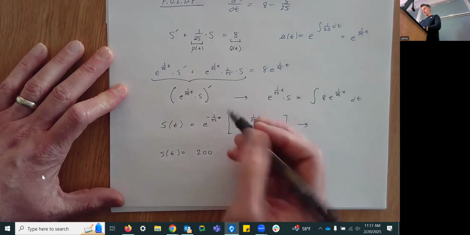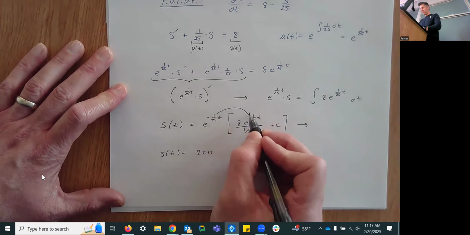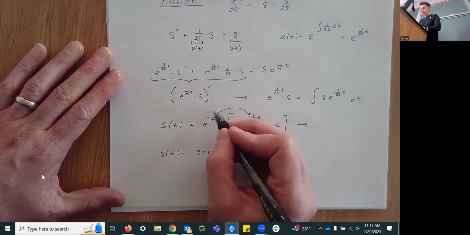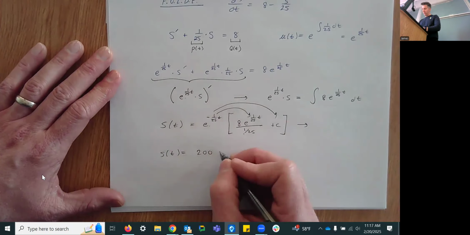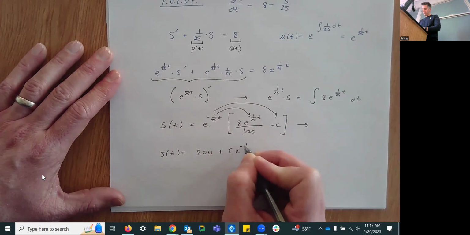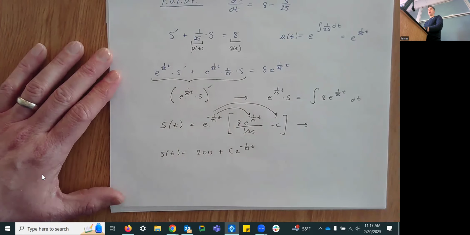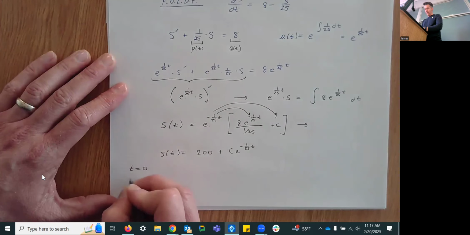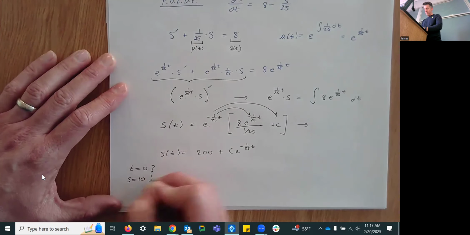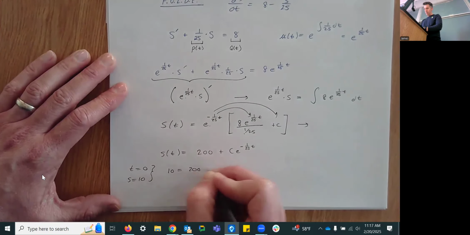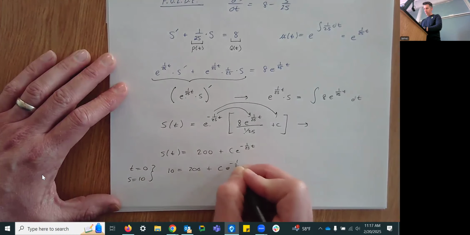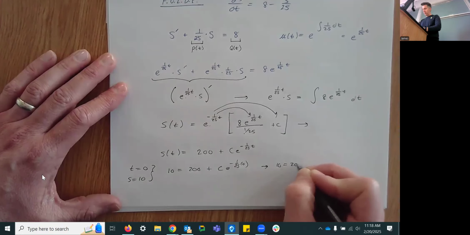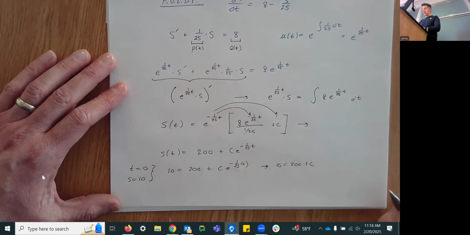The e to the negative 1 over 25t times e to the positive 1 over 25t multiplies to e to the 0, which is 1. And then you have c times e to the negative 1 over 25t. And then plugging in our initial condition that time equals 0 and s equals 10, we get 10 equal to 200 plus c e to the negative 1 over 25 times 0, which means that 10 is equal to 200 plus c, so c had better equal negative 190.